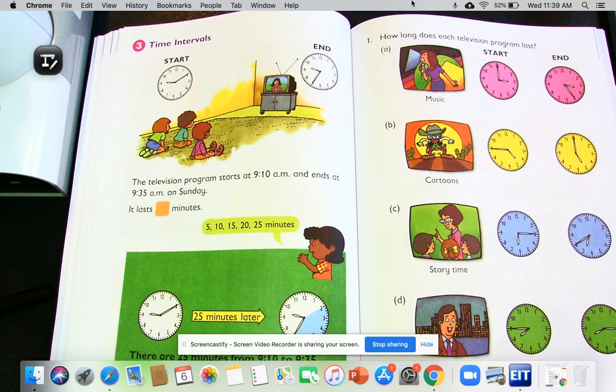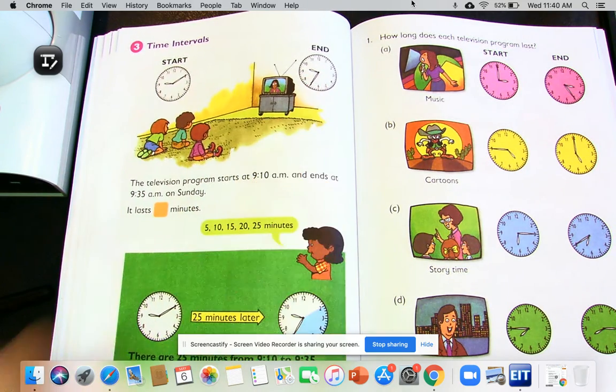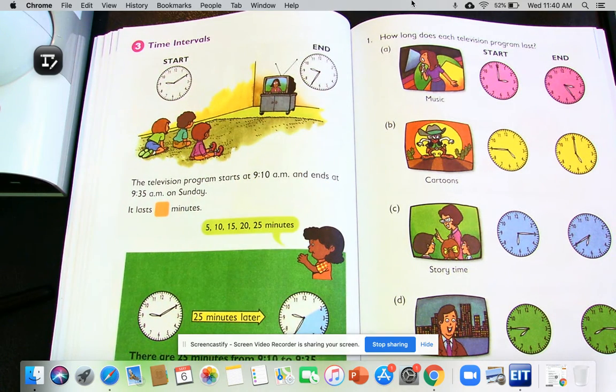Hello, mathematicians. Today we are going to be learning about some time intervals. In other words, like when we start something and how long does it last. So kind of giving us the start time and the end time, and figuring out how long something lasts.